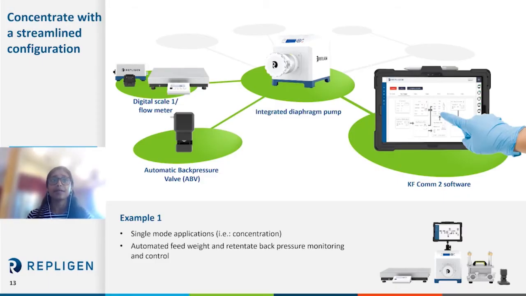The first example here is a straight concentration. All that is needed to perform the single mode application is the main pump, scales, flow sensor, if using the FS500, back pressure valve, and the KF-COM2 software. There's really no manual monitoring or adjustment needed at all. The weight and the pressure are controlled and monitored automatically.